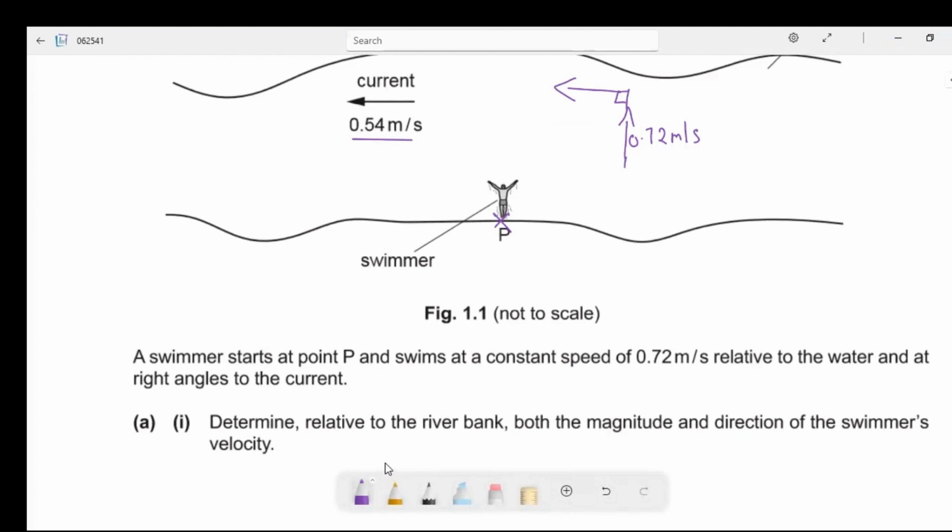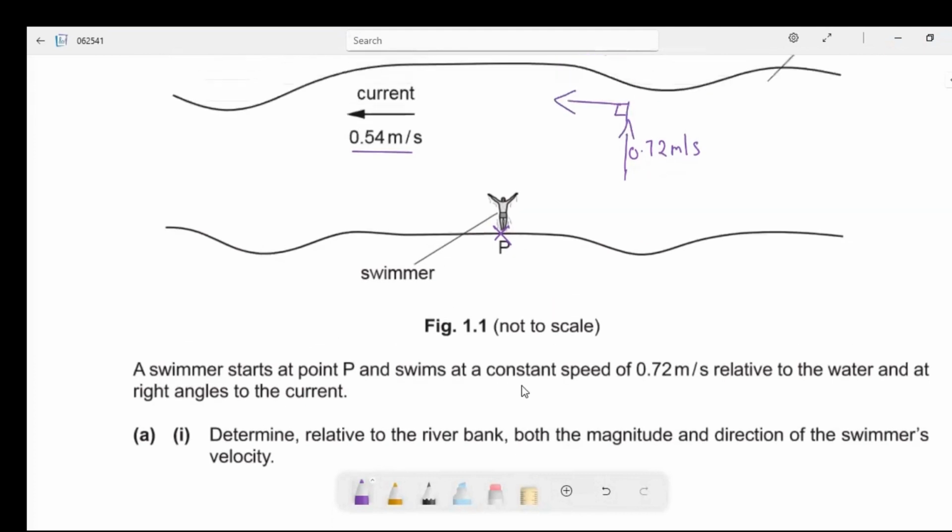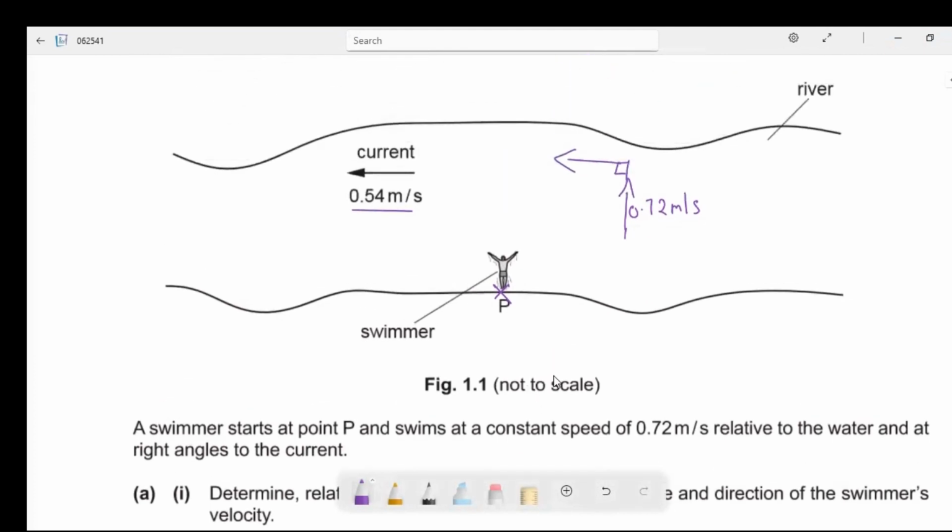Determine, relative to the river bank, both the magnitude and direction of the swimmer's velocity. So here we can see he is swimming in this direction. It is at right angles to the current, and the resultant we can draw from the head of this vector to the tail of another vector. This will be the resultant.